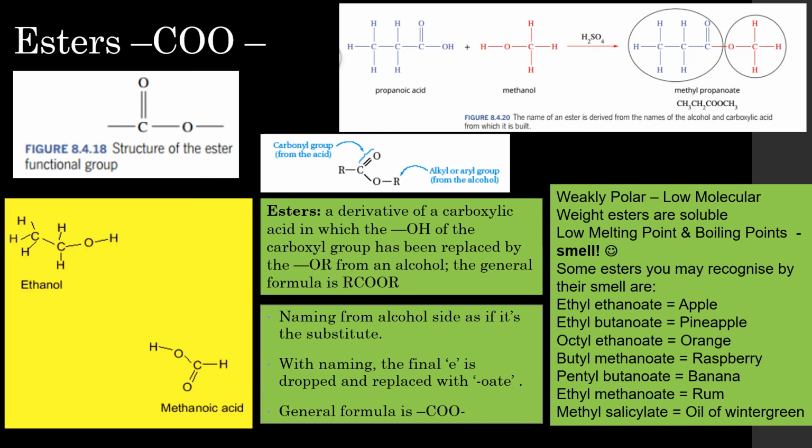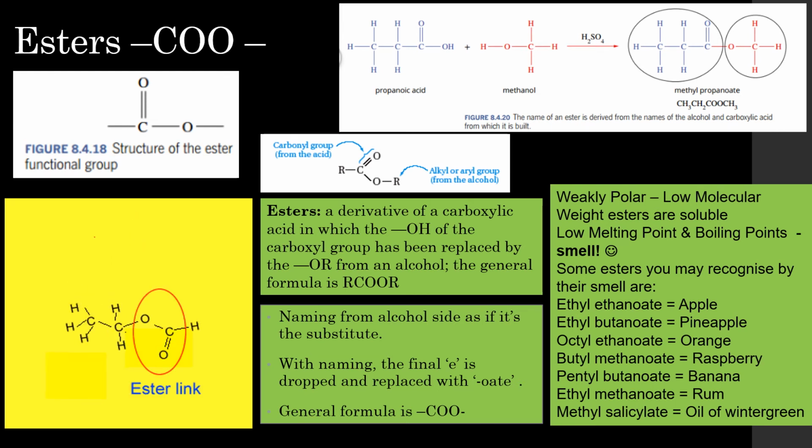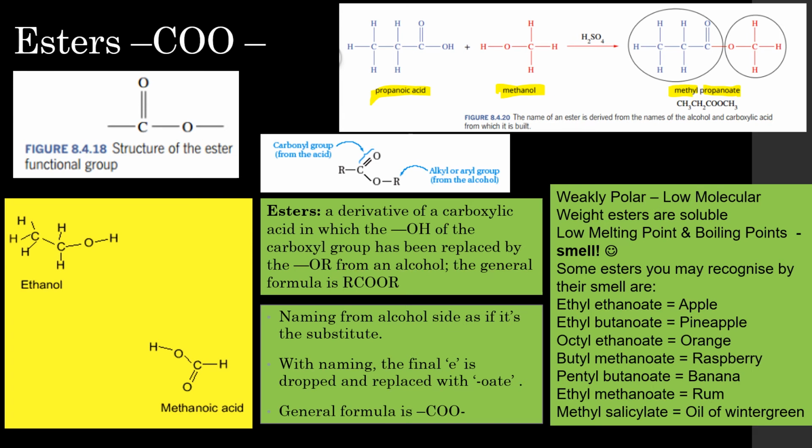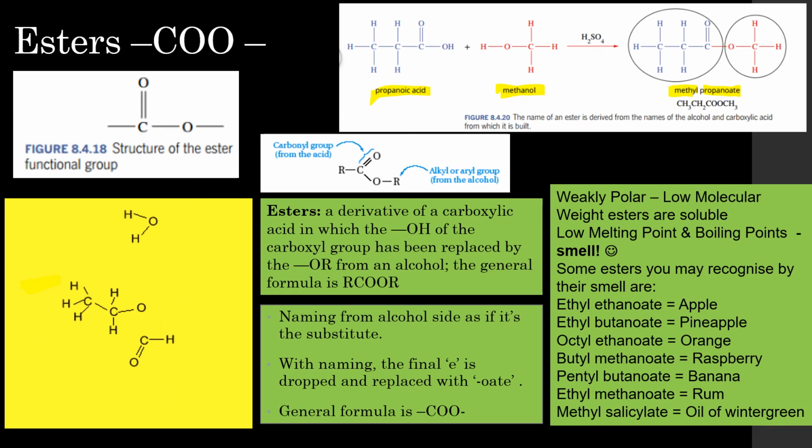So for example, if I were to react propanoic acid with methanol, I would be getting methyl propanoate. If I were to react ethanol over here with methanoic acid, what would I get? I would get the ester link where they join, so it's an ethyl methanoate.